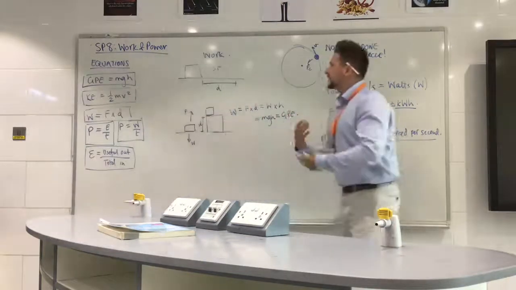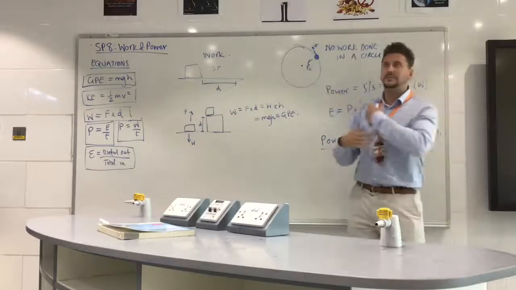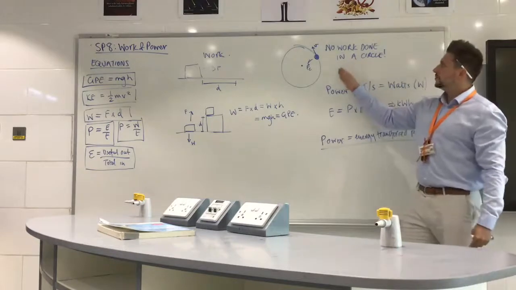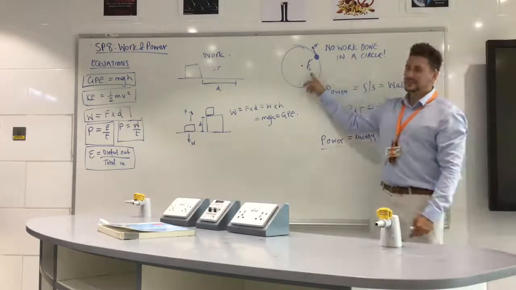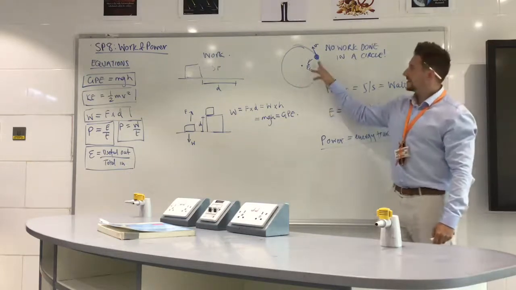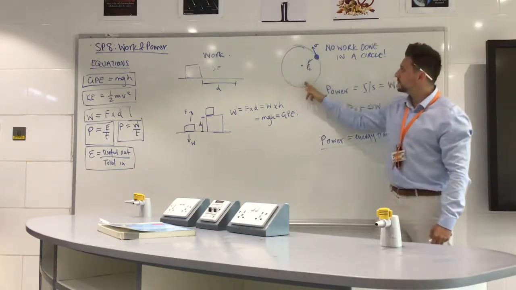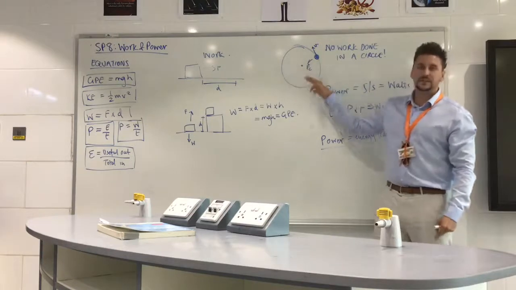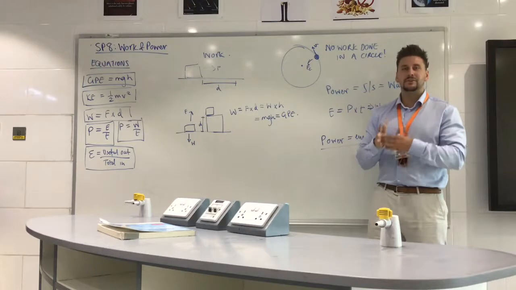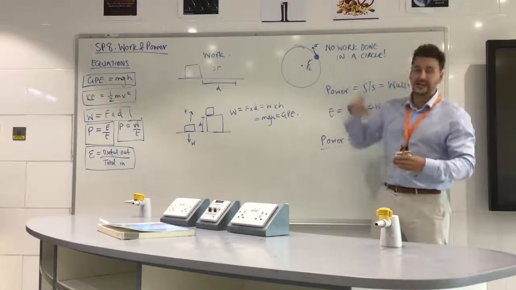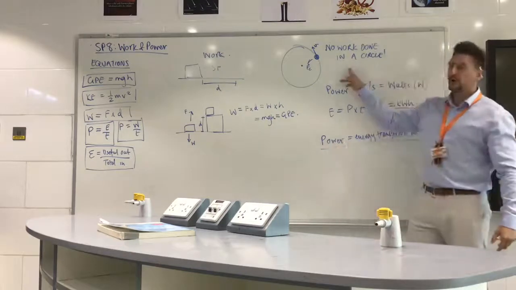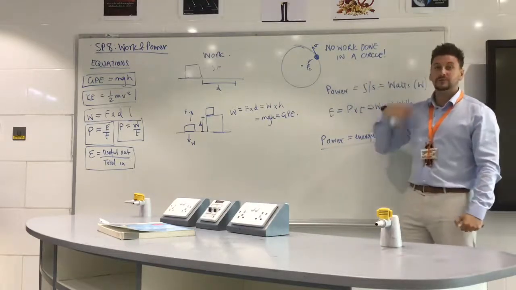Now, because we said for work done on an object the force has to be in the same direction as the distance moved, an object that moves in a circle has a centripetal force acting towards the center of the circle. However, the distance that the object moves around the circle is specifically perpendicular to that force. It's not in the same direction as the force is acting. It doesn't move inwards, it moves around the circle. And as a result of that, no work is done on an object that moves around in a circle.